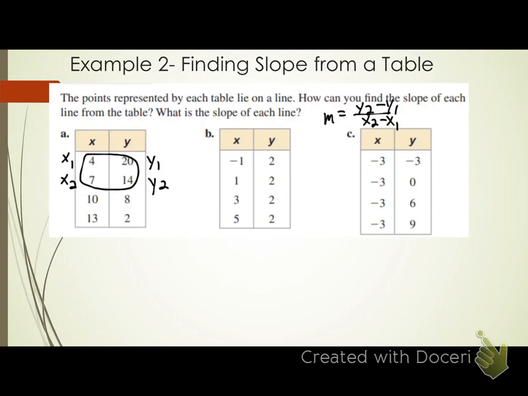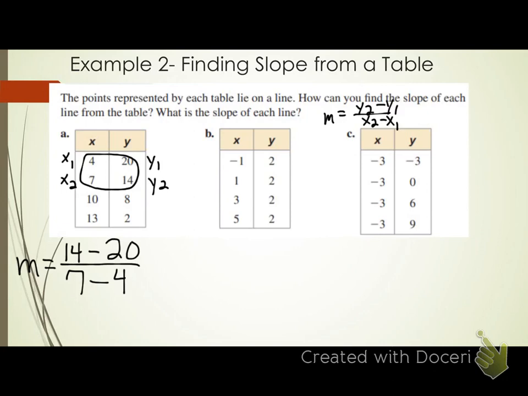Any questions how I identified x2, y2, y1, x1? Now I'm able to just plug those into my formula. What do we say y2 was? 14. Bring the minus sign from your formula down. Negative. What's my first y value? Negative 20. Over, what do we say our second x value was? 7. Bring your minus sign from the formula. And what's our first x value? 4. Is there any confusion how I plugged in here?